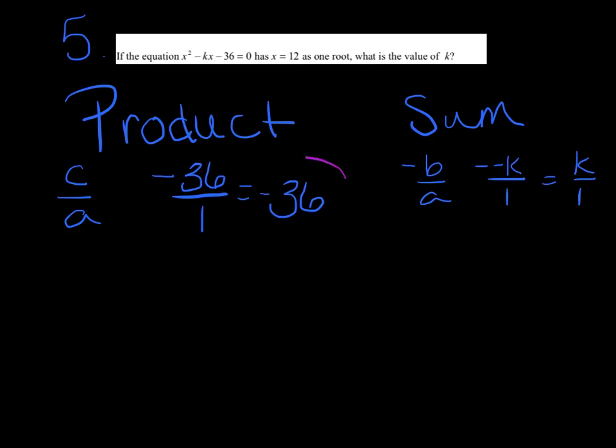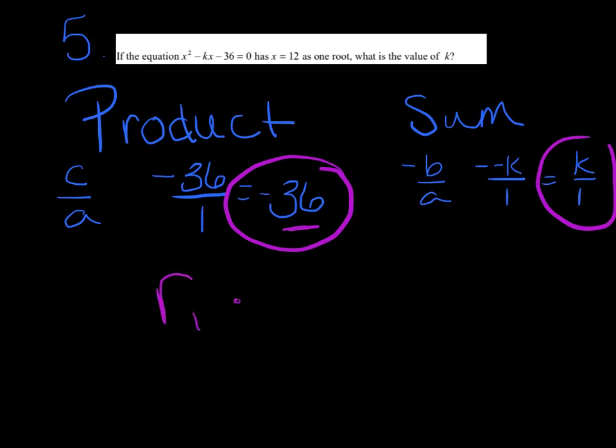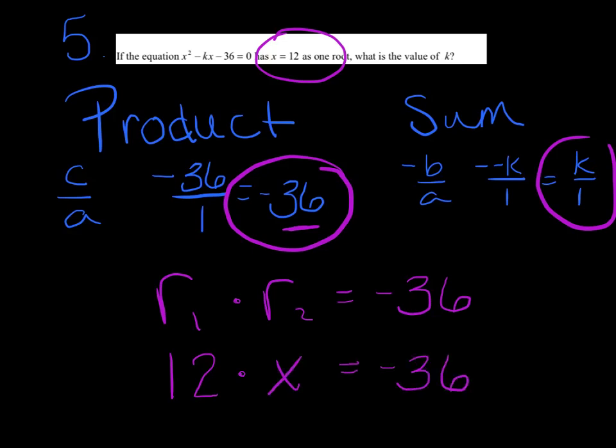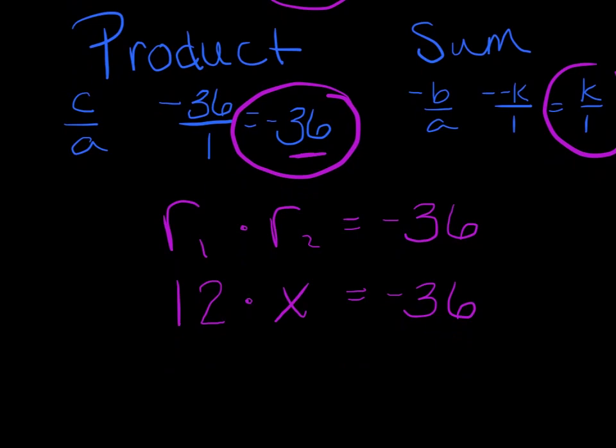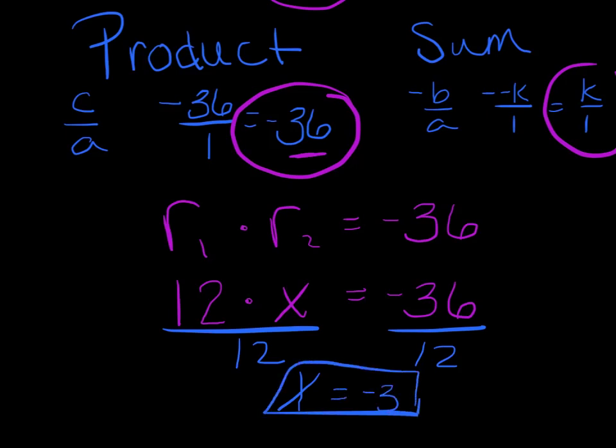So which one do you know? Well, 36 makes a lot more sense than k does to me. I know the product is negative 36. So here's what I say. Product means to multiply. So I know root 1 times root 2 has to equal negative 36. Well, one of the roots is 12, times something has to equal negative 36. And if I just divide out my 12, I know that my other root is negative 3. Now, does that answer the question? Well, basically that tells me the other root. Remember, you want to know what k is.